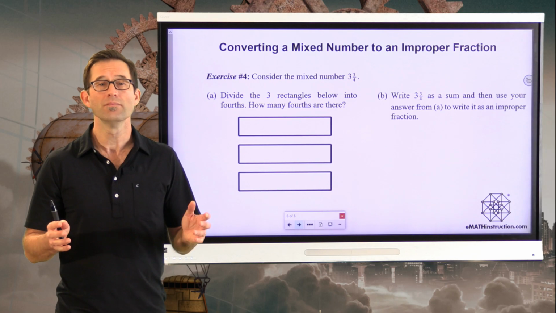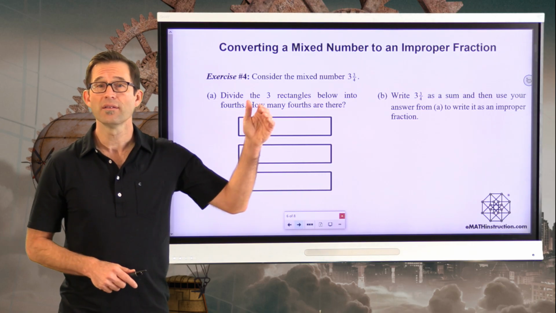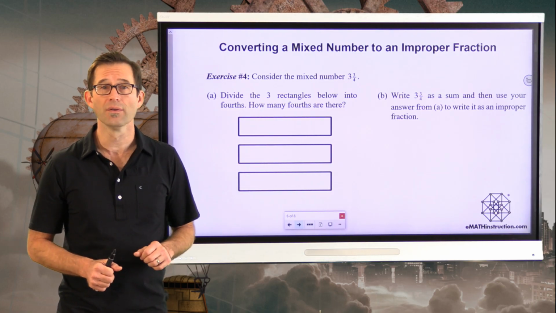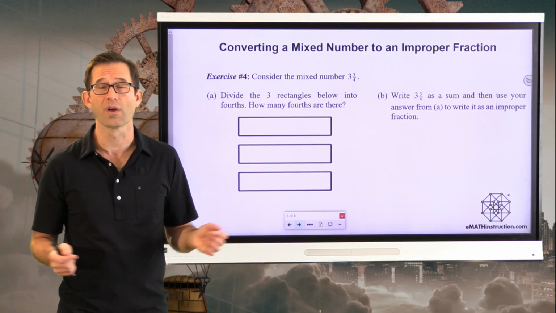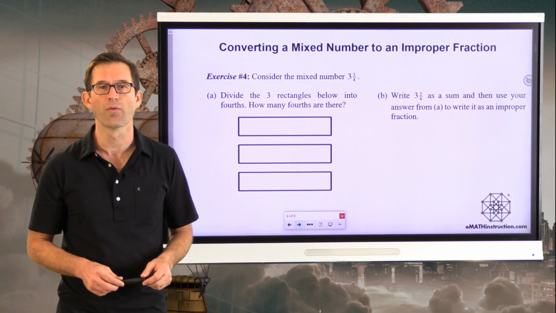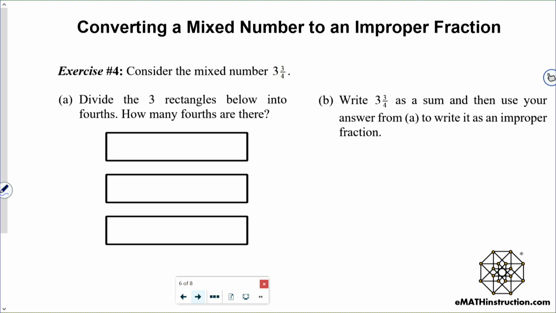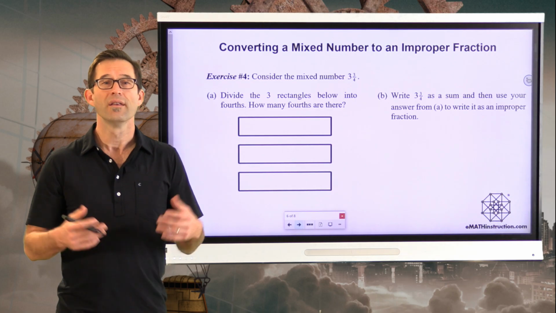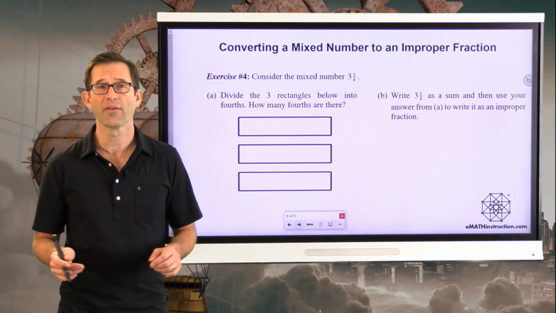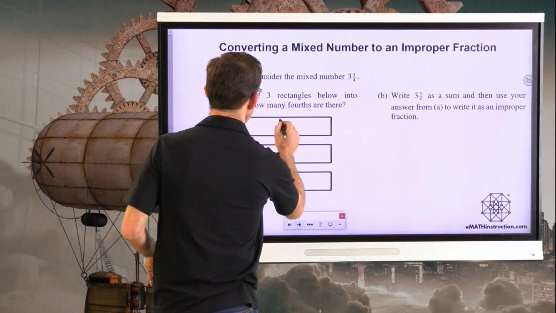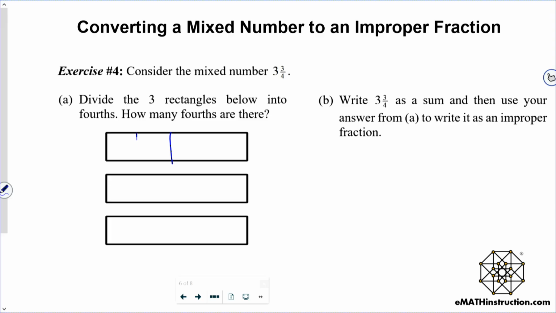All right, so pause the video just for a moment. Take each one of these 3 rectangles, divide it into fourths, and just count up how many fourths there are. It should be pretty simple. Go for it. Okay, nice key to dividing something into fourths. Divide it into half, and then divide each half into half. So in other words, if I take this first rectangle and I divide it in half, and I divide each one of those halves in half, right?